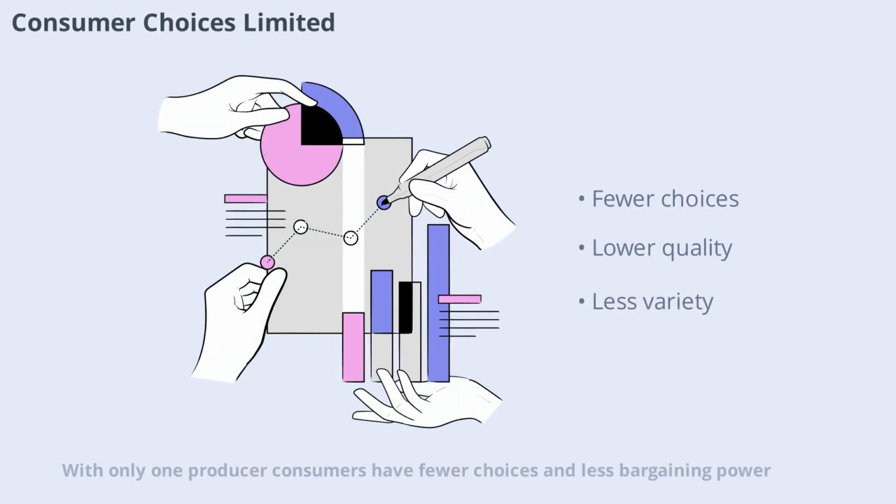With only one producer, consumers have fewer choices and less bargaining power. This lack of competition can lead to lower quality, less variety, and slower innovation. The monopolist's focus on profit maximization often comes at the expense of consumer satisfaction.